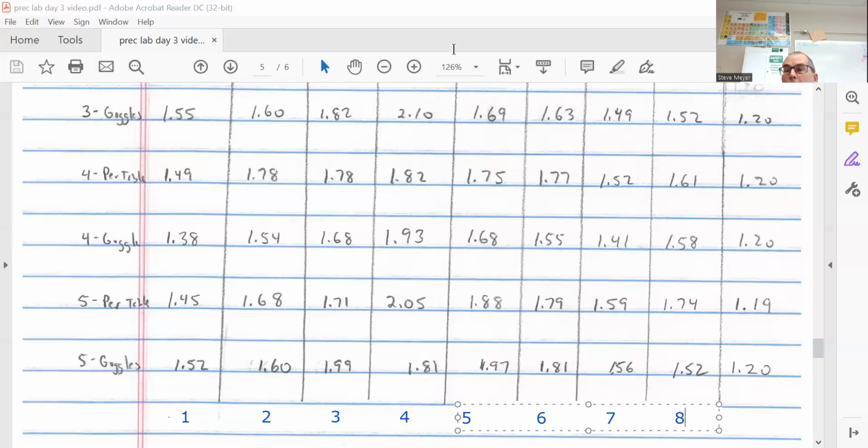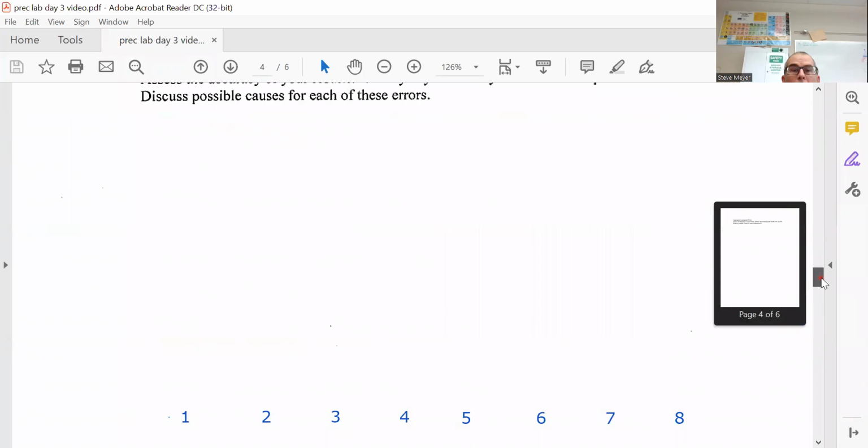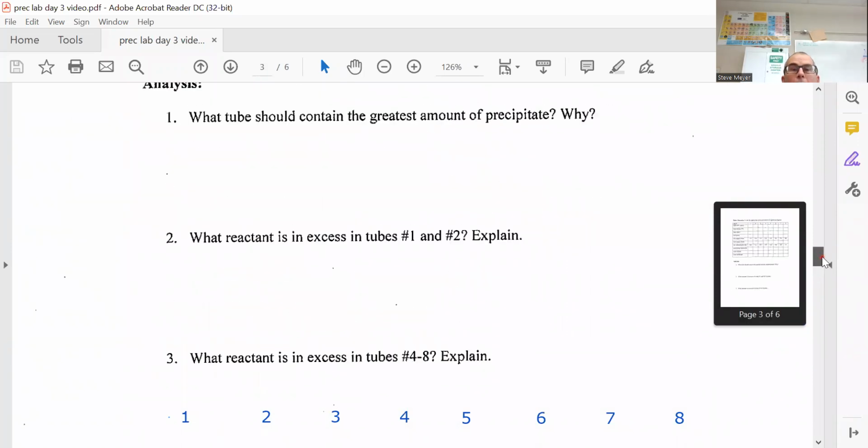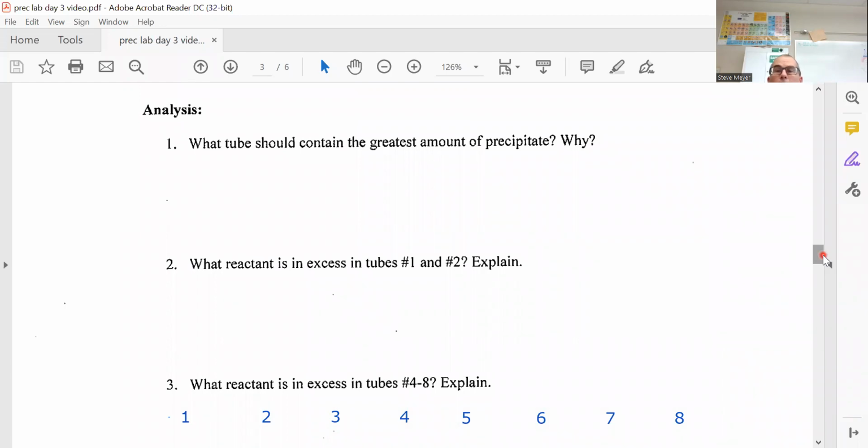Okay, I'm going to go back here, erase those things, go back to my spotlight, and look at these questions, because it asks what tube should contain the greatest amount of precipitate and why. And what reactant is in excess in test tubes 1 and 2? What reactant is in 4 through 8? So I'm going to go through a little comparison to do this. Okay, so we're set to go.